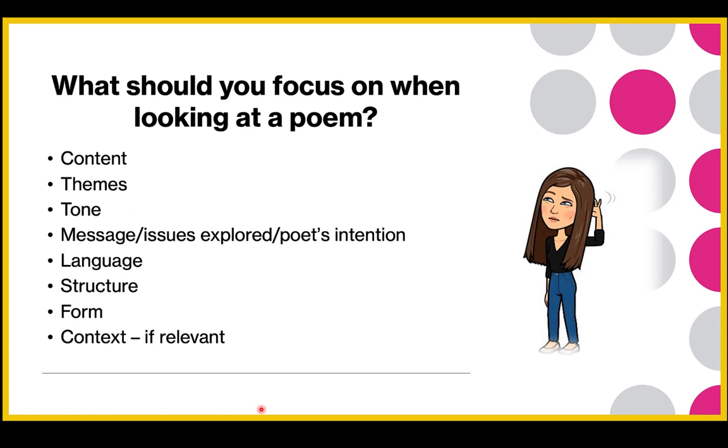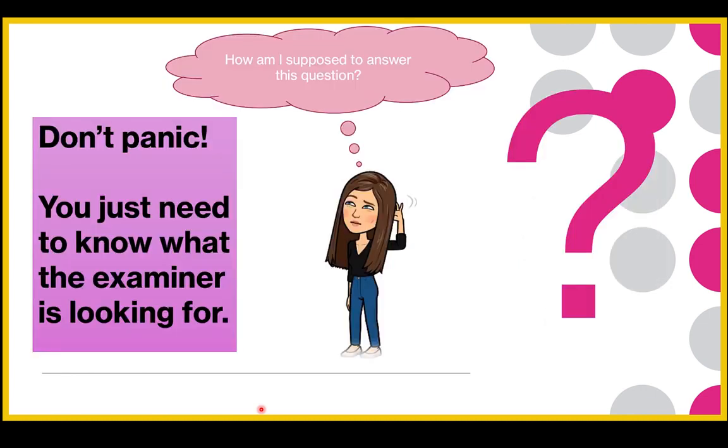So you should be thinking about the content, what the poem is about, the themes, the tone, the message, the big ideas or the issues that are explored by the poet's intention. Think about language, structure and form. You should be talking about all three of those. They should make their way into your answer. And context, but only if it's relevant.